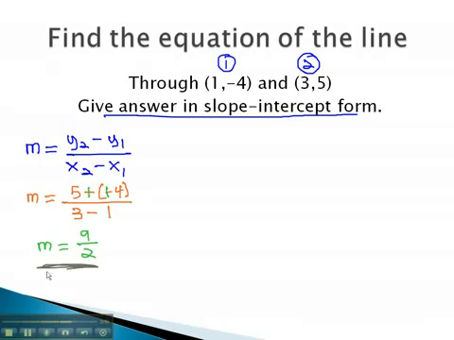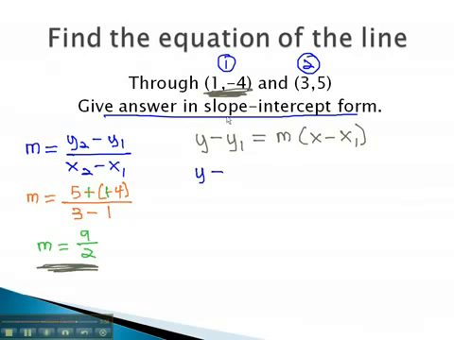Using our slope and either one of our points, we can find the equation of the line. Because we do not know the y-intercept, we must use the equation y minus y1 equals m times x minus x1. Plugging in our information, y minus y1, which is -4, minus a negative is the same as adding 4, equals m, or the slope, 9/2, times x minus x1, which is 1.